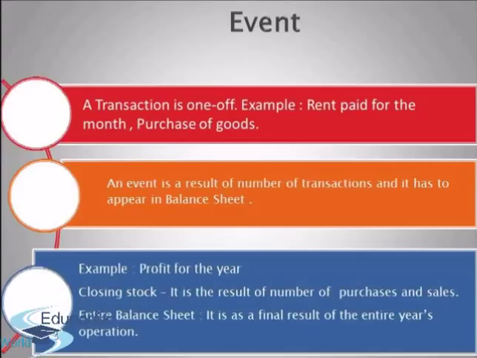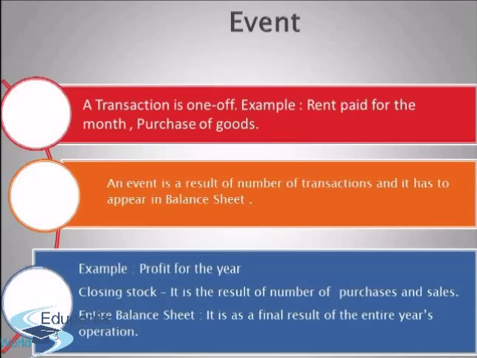Closing stock, as I discussed just now, is the result of the number of purchases and sales. So you see that these events are recorded in the balance sheet at the end of the year. All the events which we come to at the end of the year are recorded in the balance sheet. So in this world of accounting, these are the two basic terms from which the system of accounting starts. What are they? The transaction and the event. First of all, the transaction happens, and with the passage of time, lots and lots of transactions happen, and the sum total of these transactions becomes an event, and these, the transactions and the events, are recorded in the books of accounting. And now we'll understand how accounting is done step by step.